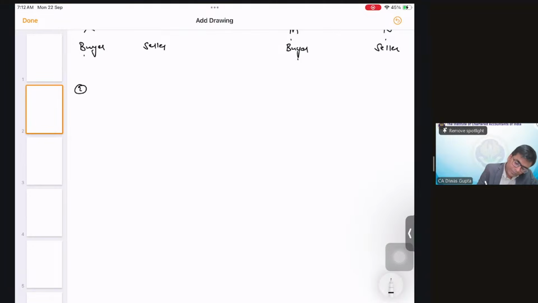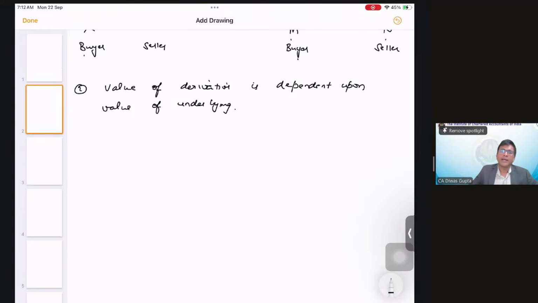The value of the derivative is dependent upon the value of the underlying. Okay.